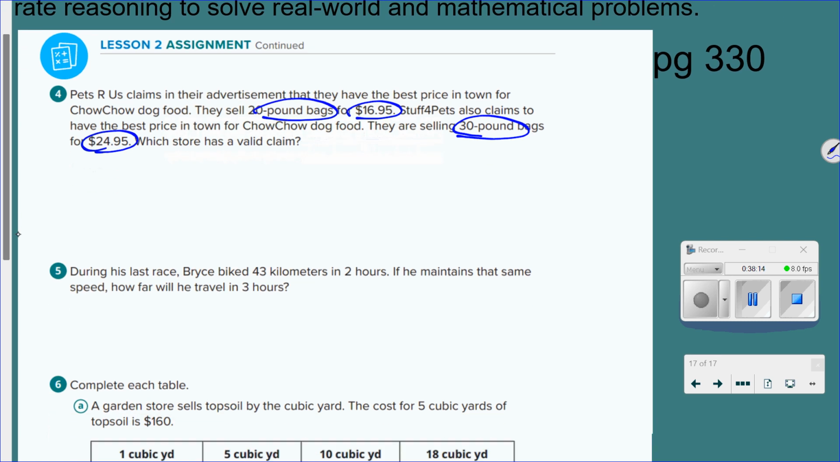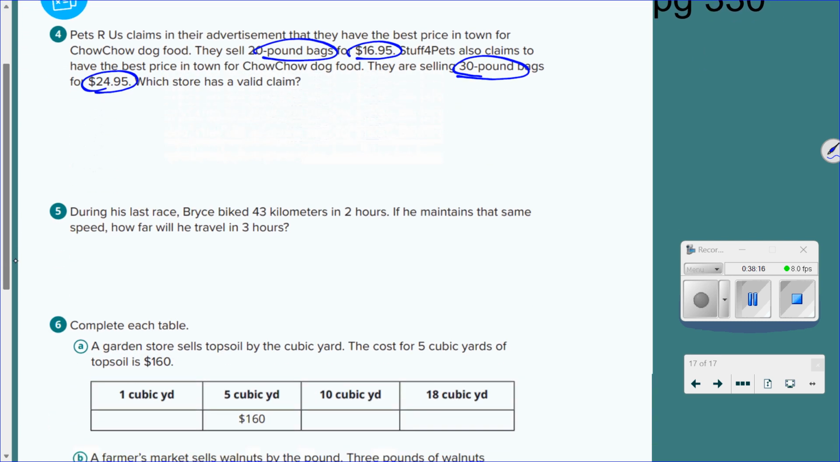It'll make it easier. This one, they did 43 kilometers in 2. They want to know 3. Guys, you're going to have to step back to go forward. So simplify the 43 and 2 to figure out what you do in 1. Then you can either add it or multiply by 3 to get to the next one.